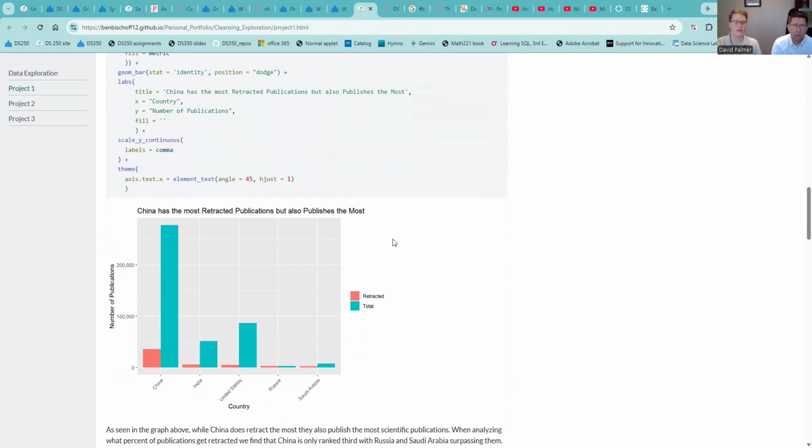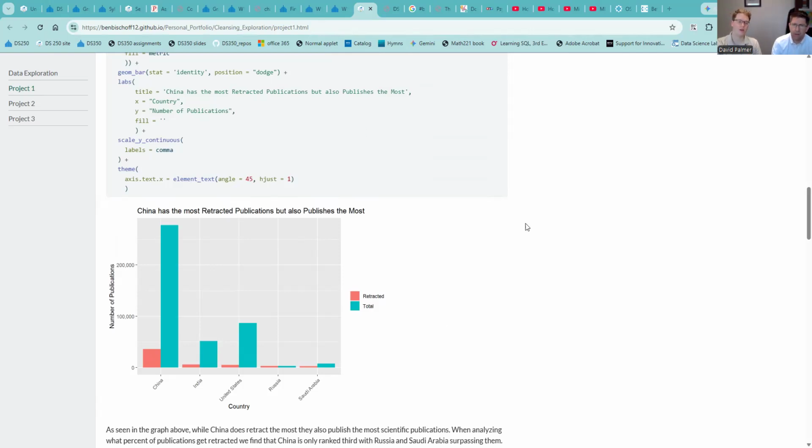But you can see here, the data set only had what was retracted. They didn't have their total publications. Okay. And so my wife was like, well, if they're retracting a lot, maybe that means they're publishing a lot. And I'm like, that's the really smart thing. And so sure enough, China had a ton of retractions. And it turns out they had a ton of retractions because they're publishing a lot of publications. Okay. And so that's seen there.